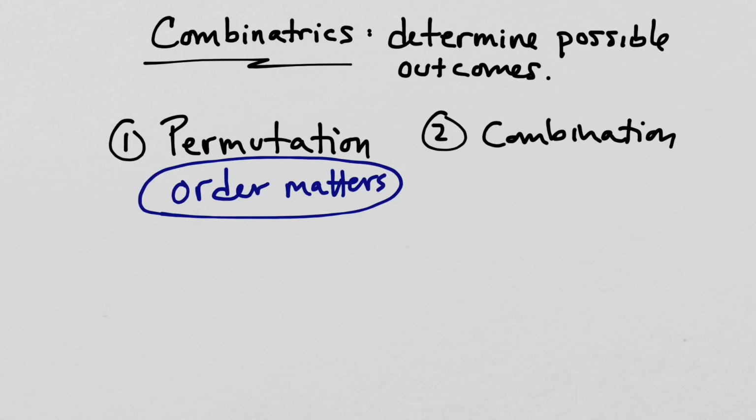This would be something like a race, where if you get first place versus second place versus third place, it could be winning different rewards, for a lottery or a raffle where one person wins the grand prize and then the second one wins a lesser prize, third person, so on and so forth. So anytime that the order is important, it is a permutation.